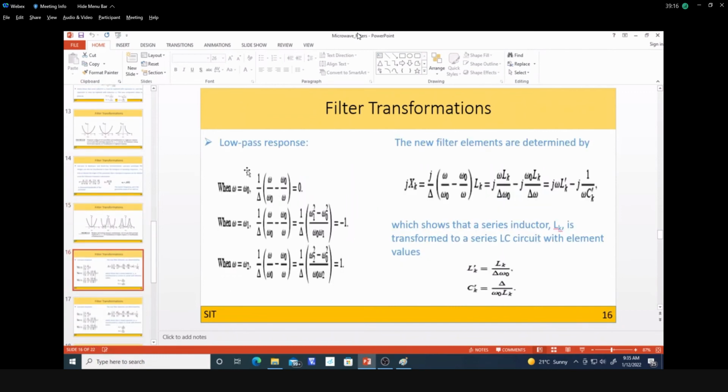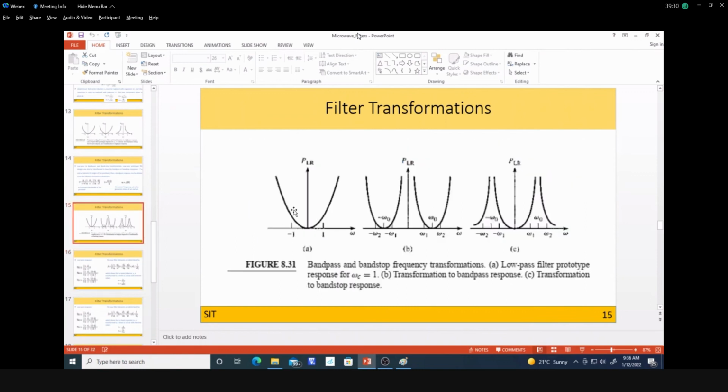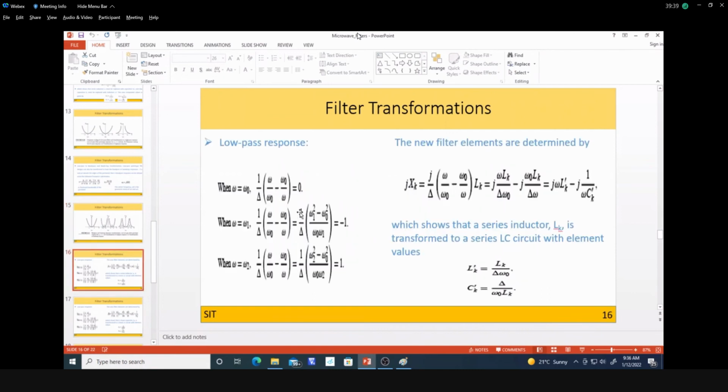Now this is a low pass response. When we have omega equal to omega naught, this term becomes equal to 0. Whenever the lower edge, or the low frequency edge, is -1 in the low pass filter, and the higher side is +1, this -1 and +1 will be converted to the band pass edges. This is the conversion we need to do for -1 and +1.